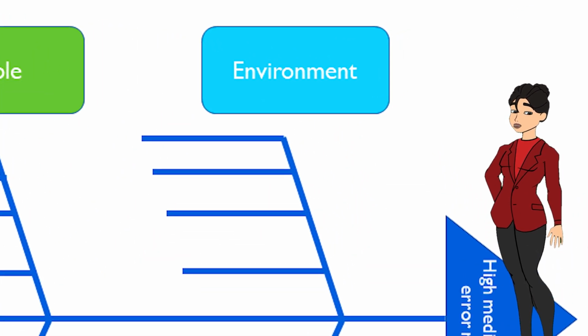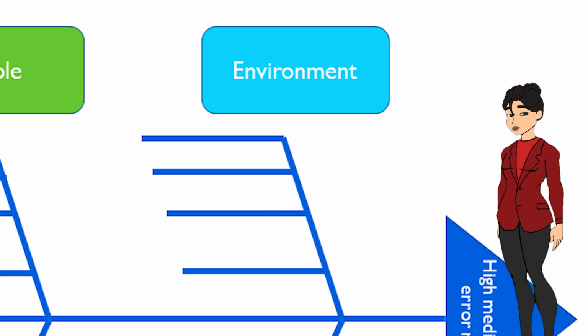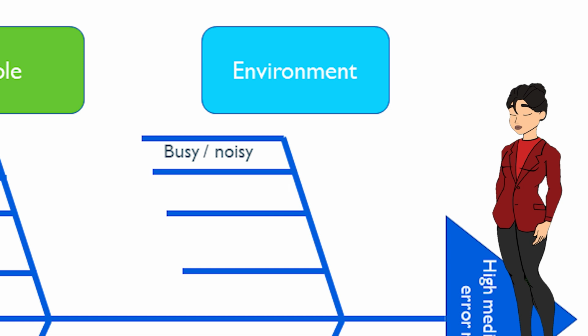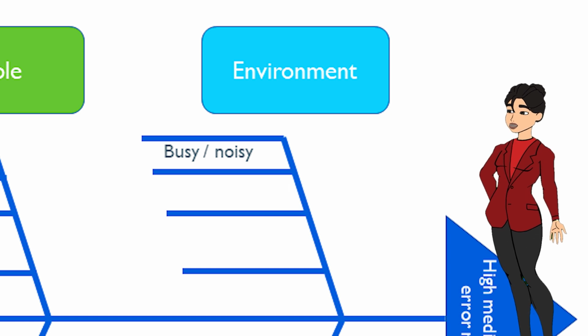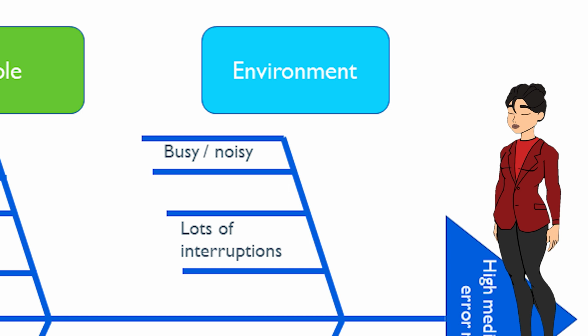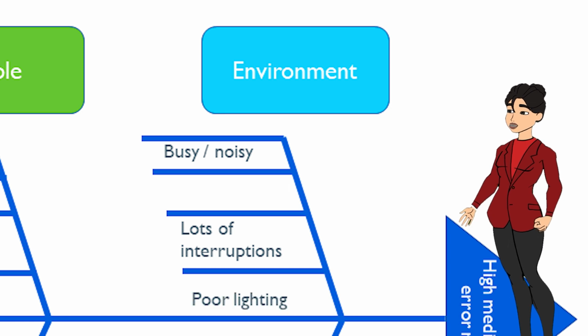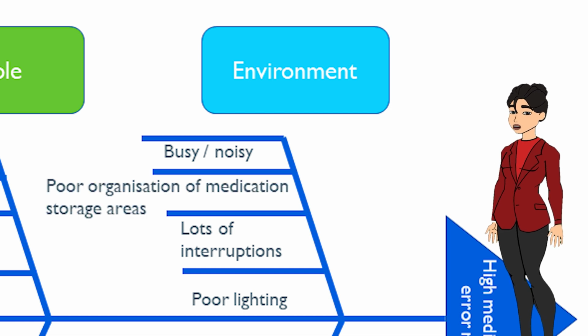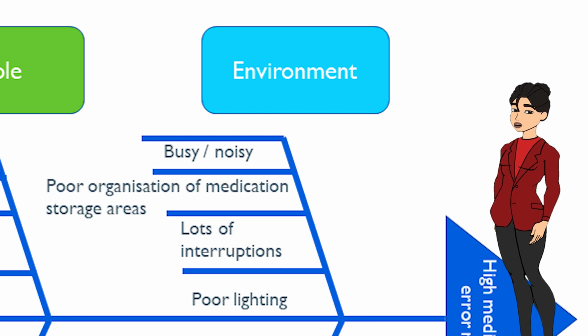If we start with environment, how might it contribute to a medication error? Some contributing factors could be that the ward was busy. There were lots of distractions and background noise. Staff were being interrupted. There may have been poor lighting which hindered reading of medication boxes or dosages. The store cupboard may have been poorly organised and items were missing or not easy to find.